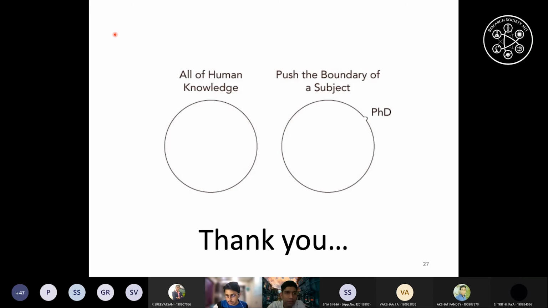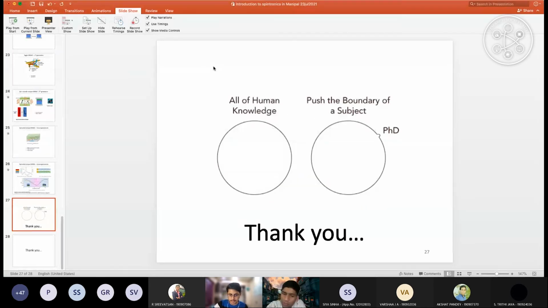Okay. So GB Raghav Krishna is asking, can we use Spintronics to build quantum computers? Spintronics to build quantum computing.